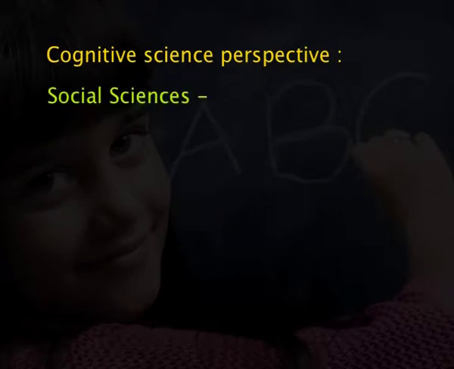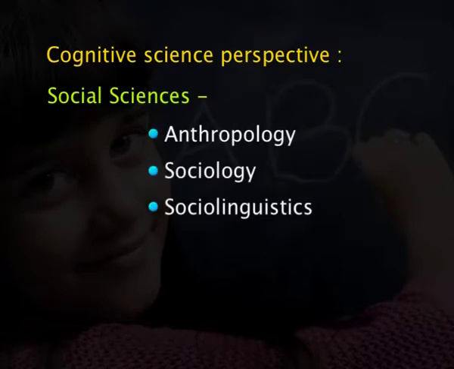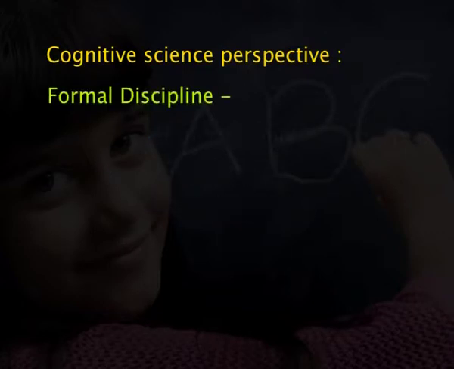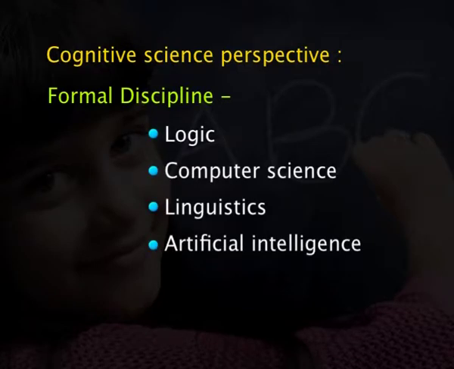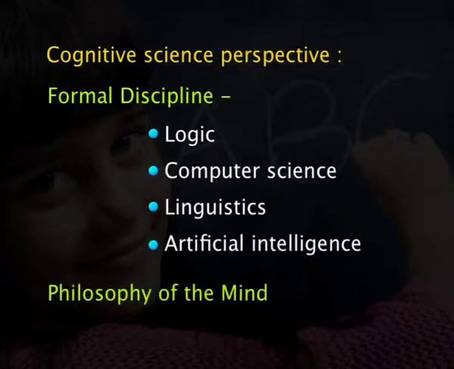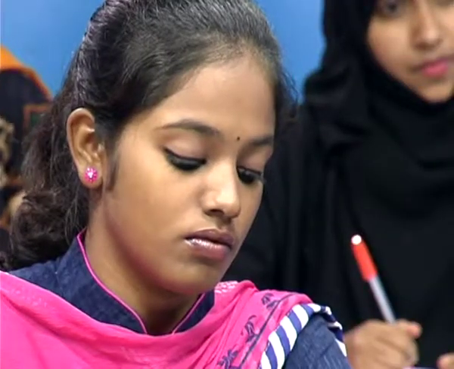Social sciences, including anthropology, sociology and sociolinguistics. Formal disciplines, including logic, computer science, linguistics and artificial intelligence. And finally, philosophy of the mind. In short, we can define cognitive science as an interdisciplinary attempt to understand the mind. In this sense, cognitive science perspective is a collaborative or joint effort among research done in various fields.